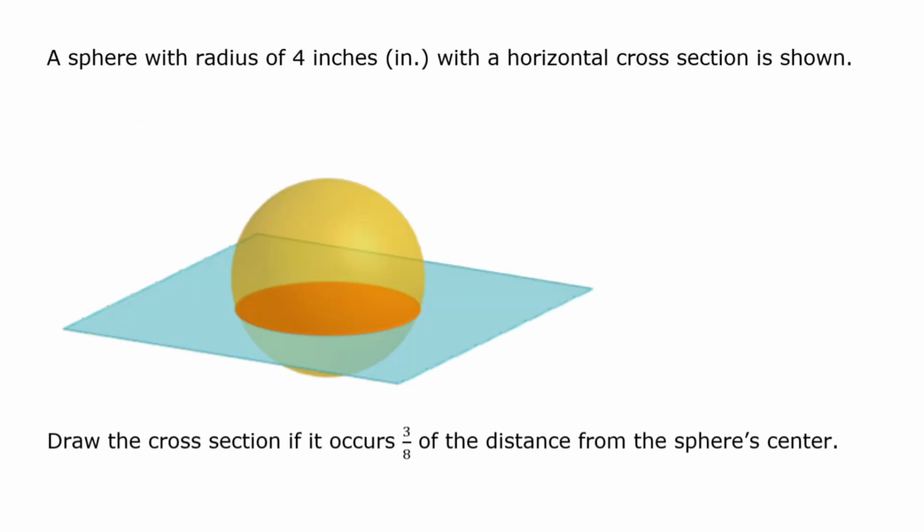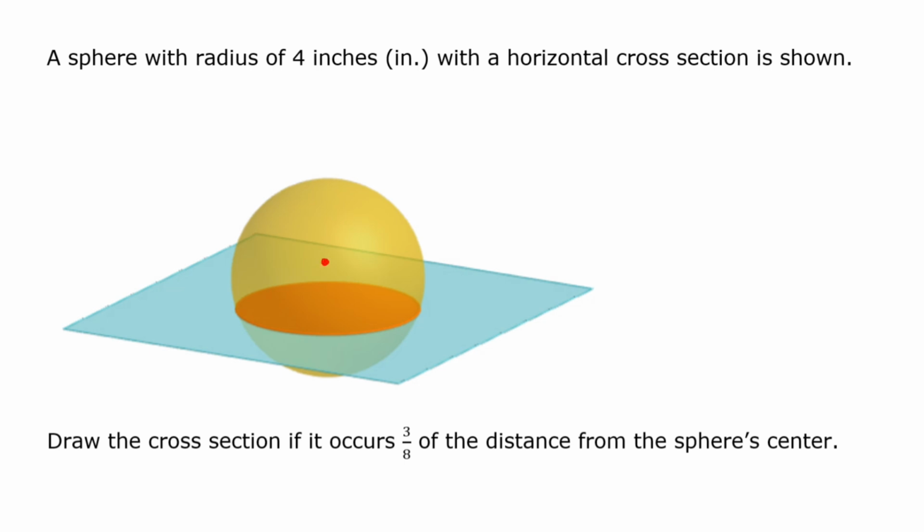A sphere with a radius of 4 inches with a cross-section is shown. Draw the cross-section if it occurs 3/8 of the distance from the sphere's center. Let us identify this center.